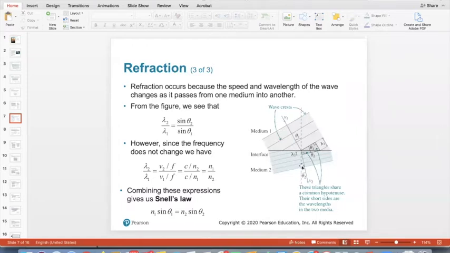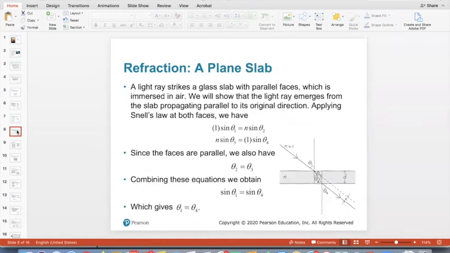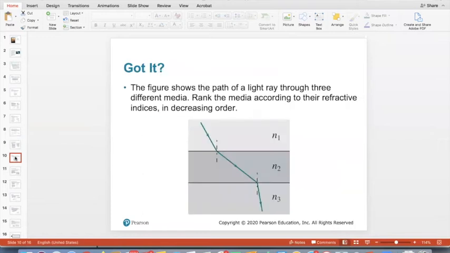If you're going from a lower to a higher index of refraction, your light ray gets bent away from the normal. If you're going from higher to lower, you get bent toward the normal. So going this direction would be going from water to air, and this would be air to water. Okay, so we could look at this picture here and figure out who has the higher index of refraction.